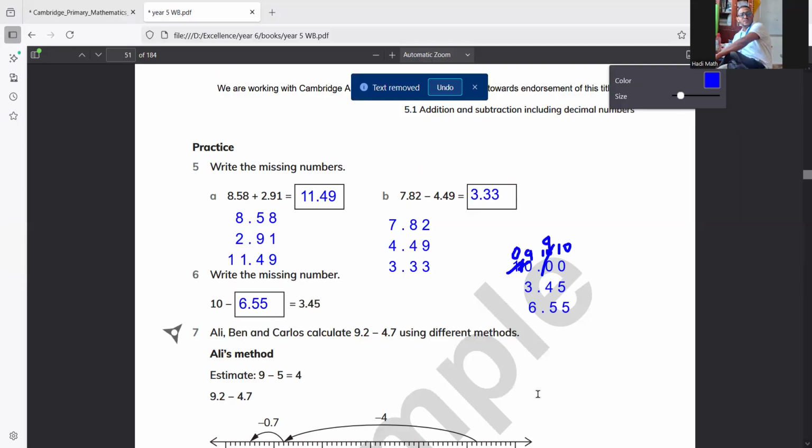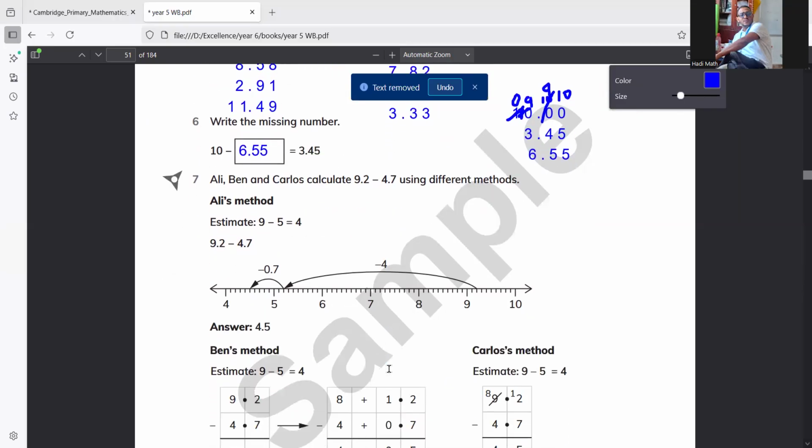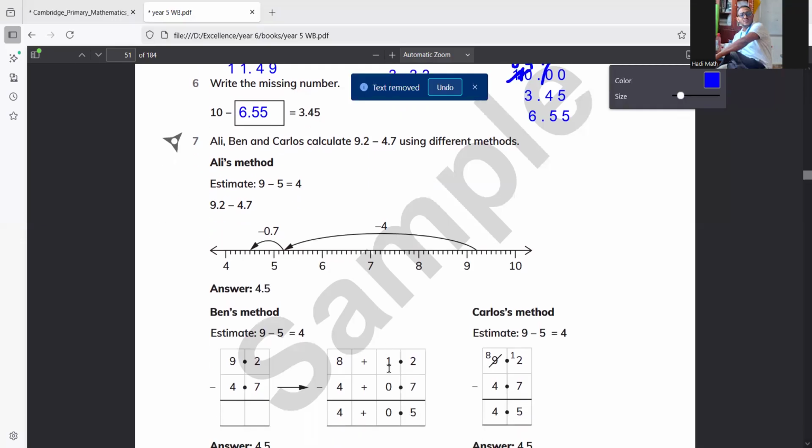So we say Ali, Ben, and Carlos calculate 9.2 minus 4.7 using different methods. Look at Ali's method. He said, I estimate. He makes it 9, and then minus 5. When he said estimate, like what? Give the whole. Let's say 9 minus 5 is equal to 4. And he said 9.2 minus 4.7. He writes it here. He subtracted the 4 first. 9.2 minus 4 is equal to 5.2.